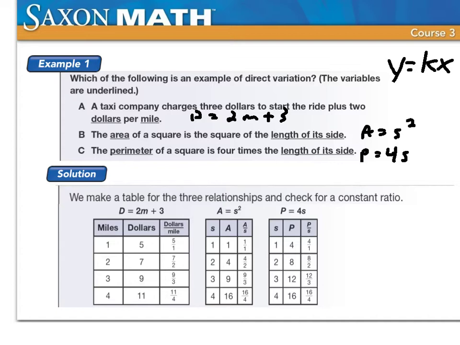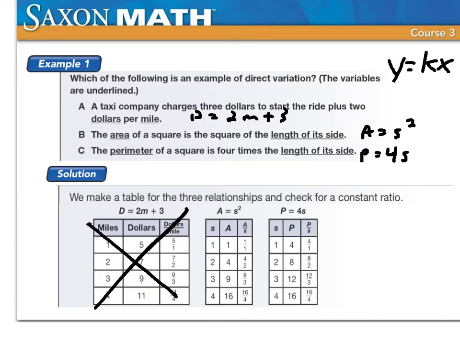Okay, I want to see if the ratio stays the same every time. So 5 over 1 and then 7 over 2. If this is direct variation, those should equal the same thing. Well, 5 over 1 is like 5, and 7 over 2 is like 3.5. Those are not the same thing. Okay, and then 9 over 3, $9 for 3 miles is 3. So the ratio does not stay the same. So this one is not direct variation, okay, because the ratios aren't the same.